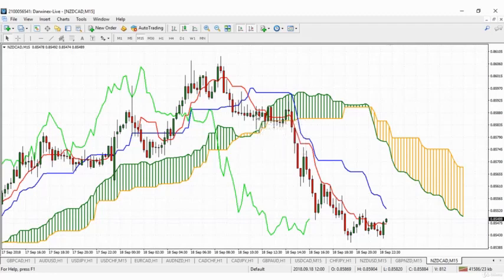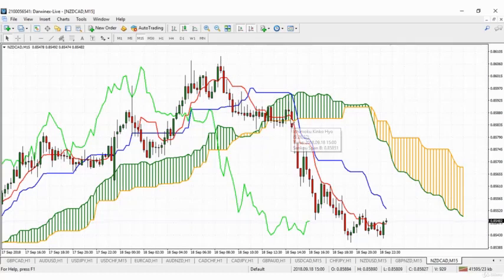My suggestion is plan your long trades when the price is above the cloud and plan your short trades when the price is below the cloud. This trade that I took was just an exception, and it all started with an analysis of the candlesticks, so nothing to do with the Ichimoku.